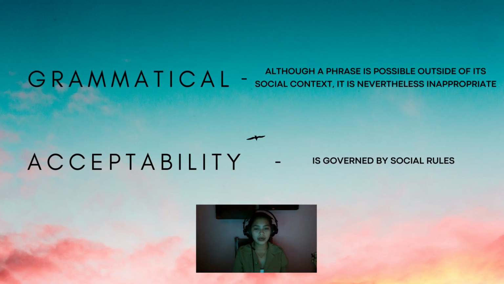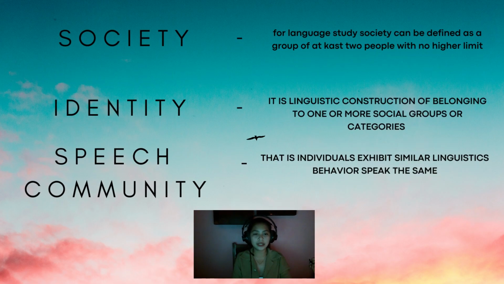According to Mr. Kumar, grammatical means that although a phrase is possible outside of its social context, it is nevertheless inappropriate. The meaning of acceptability is governed by social rules. And for society, it means that in language studies, society can be defined as a group of at least two people with no higher limit. Identity is a linguistic construction of belonging to one or more social groups or categories. So it is referring to someone's identity.